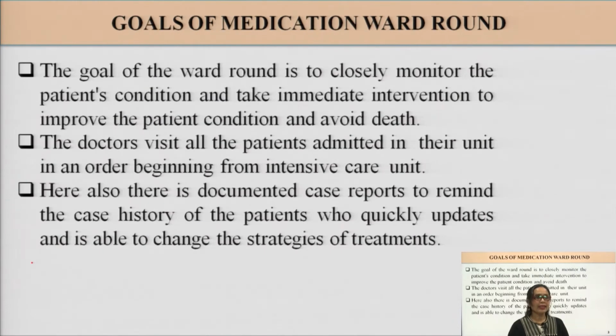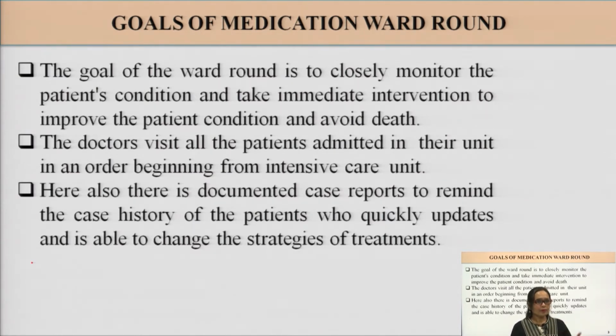So, next thing is what are the goals of this ward round? As we are discussing ward round, we should know what the goals are, right. So, the goal of ward round is to closely monitor the patient's condition and take immediate intervention to improve the patient condition and avoid death, right. This is the main target. The patient is in the hospital, which means they have to be in better condition, they have to come out of the disease condition. We have to avoid death. So, that is the main purpose. So, that is the main goal of ward round.